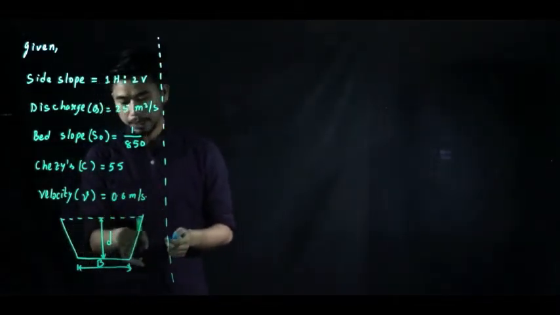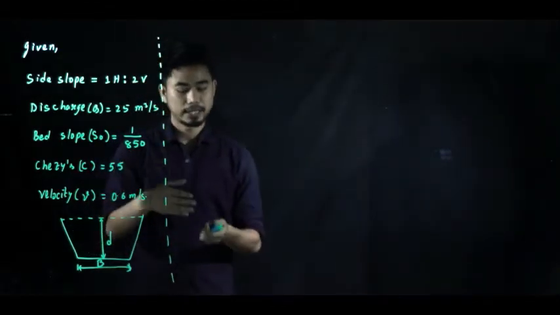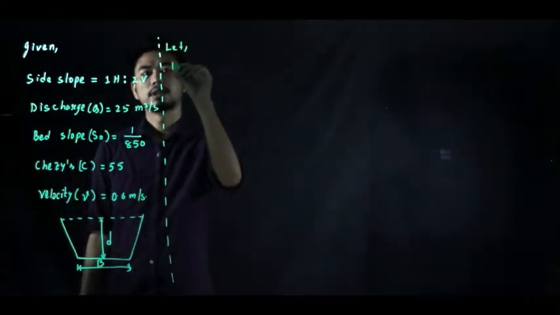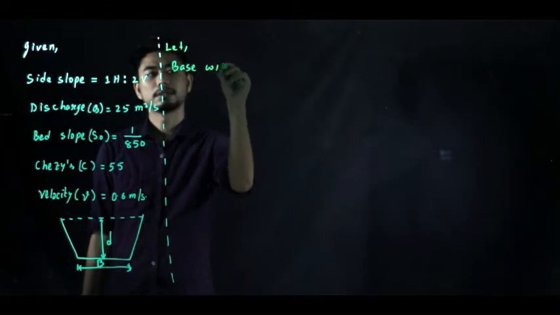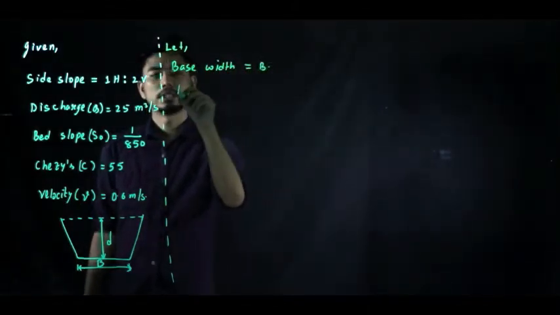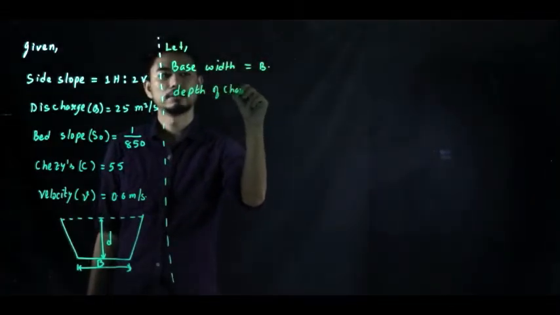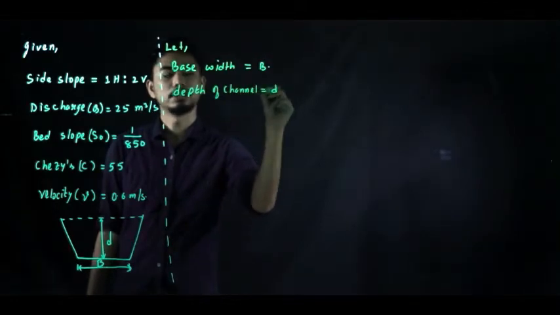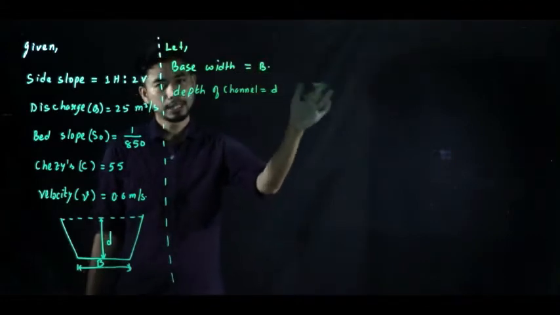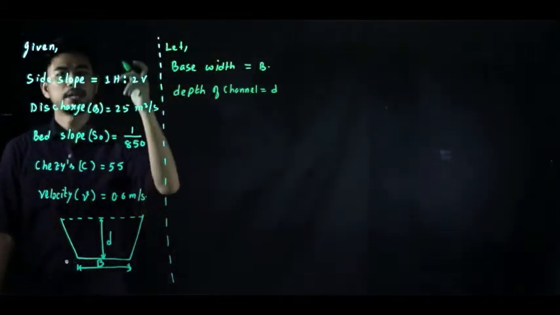So here I am just writing B and D. These B and D are not standard symbols, so we will have to write them down. You can write something like this: let base width equal to B, then depth of channel equal to D. Now we have defined the B and D symbols, so we can use B and D in further calculations. So before solving, let's find out the parameters.